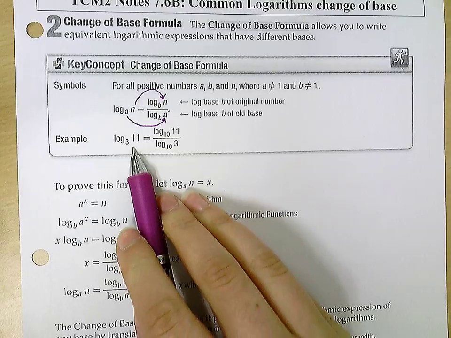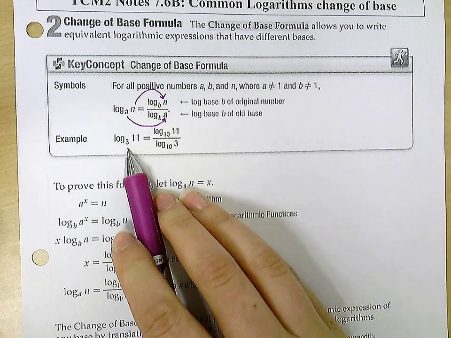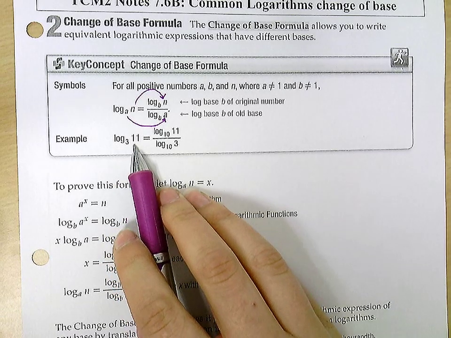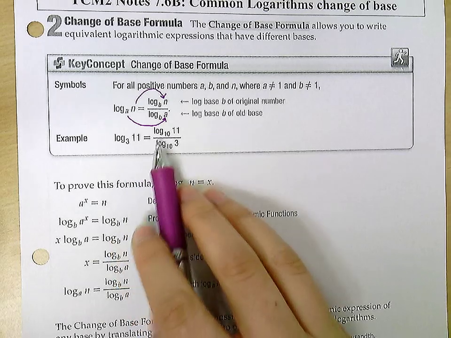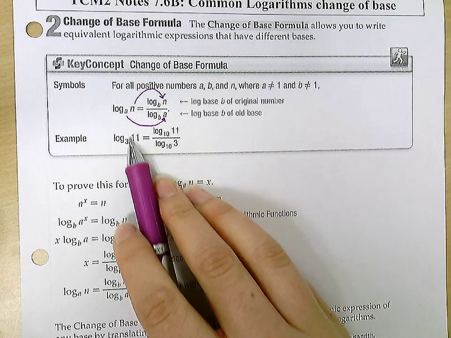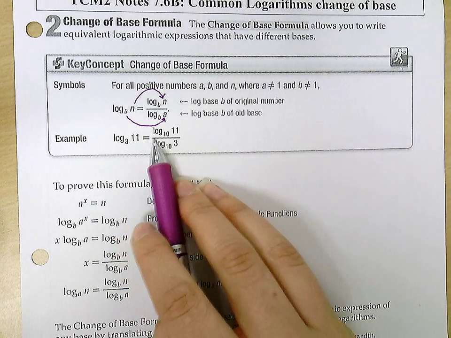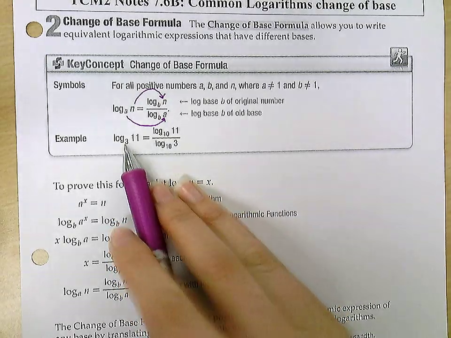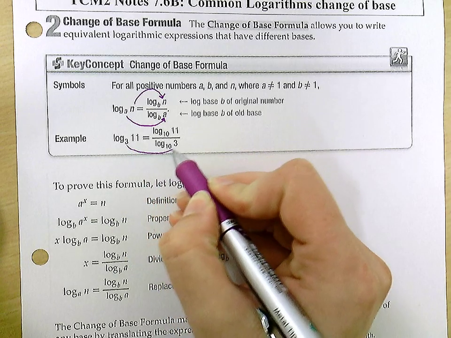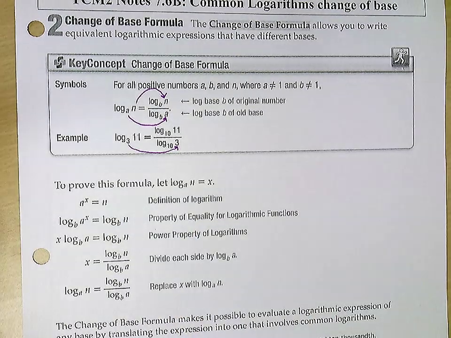So, an example: I have log base 3 of 11. I want to change this to a log base 10. So I would take log base 10 of the 11 divided by log base 10 of my original base. That original base goes into the denominator part of your new base 10 logarithm.